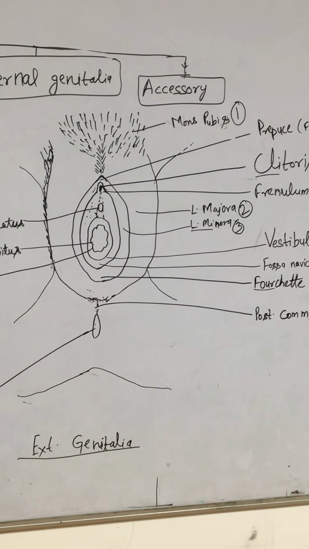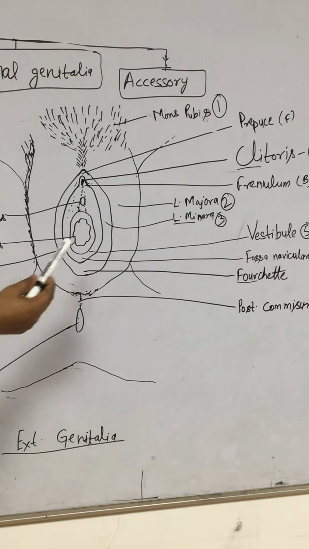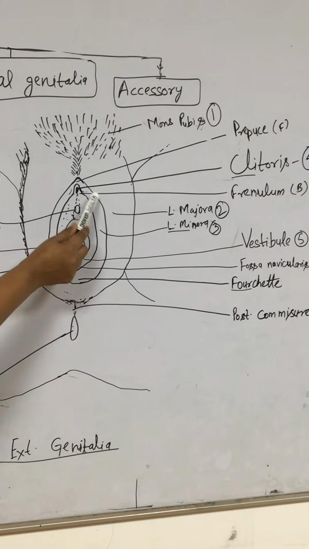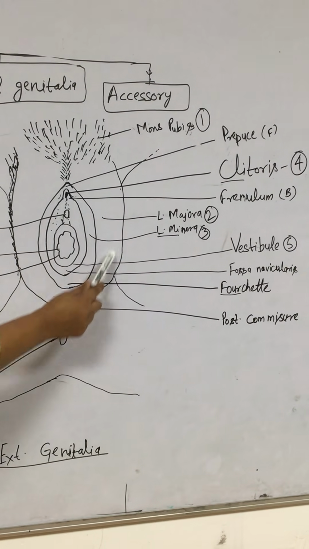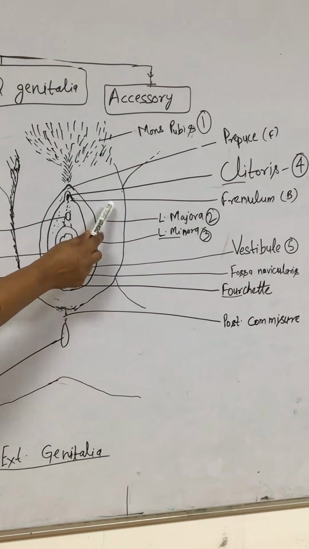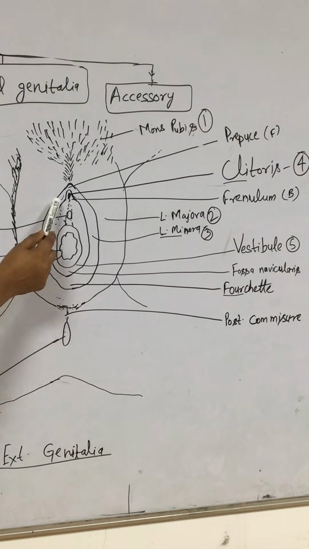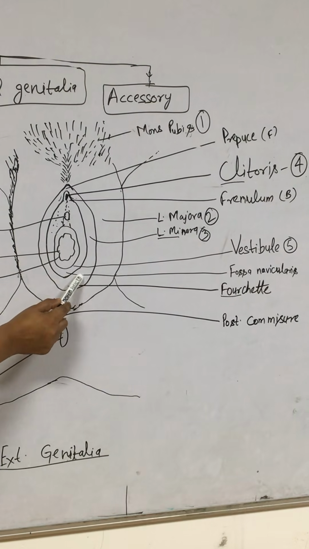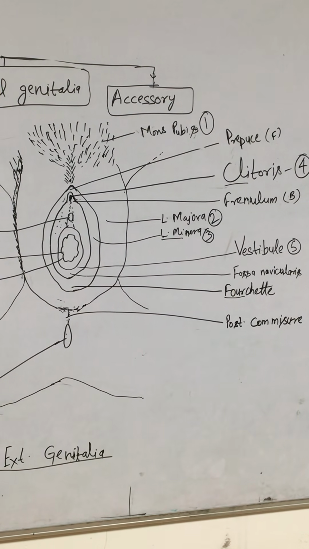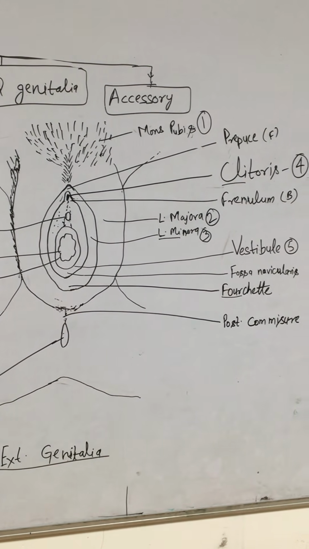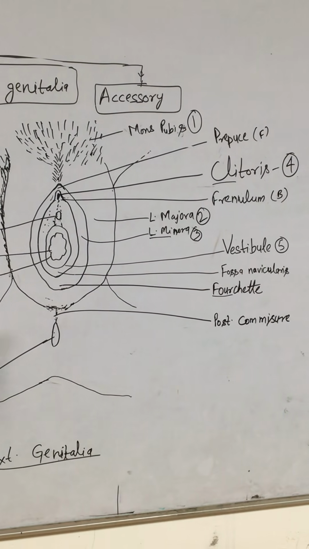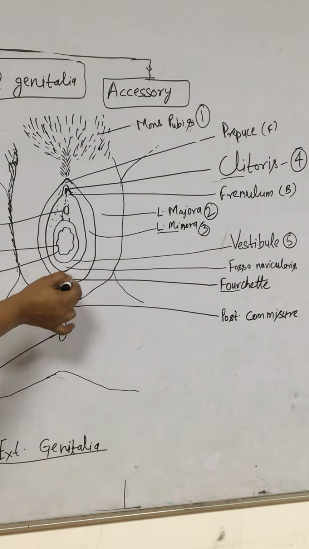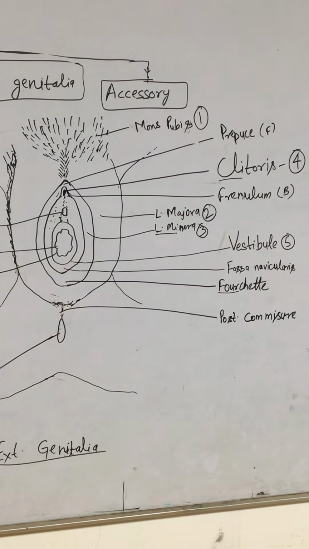And the next is the labia minora. There are two thin folds of skin which are the labia minora. This is the labia majora, the bigger thicker part, and just below the labia majora, this thinner part is the labia minora. As we saw, in labia majora hair follicles are present, but in labia minora no hair follicles are there.